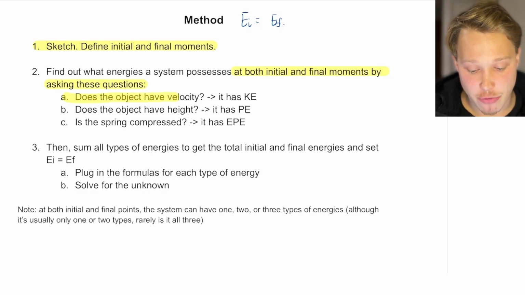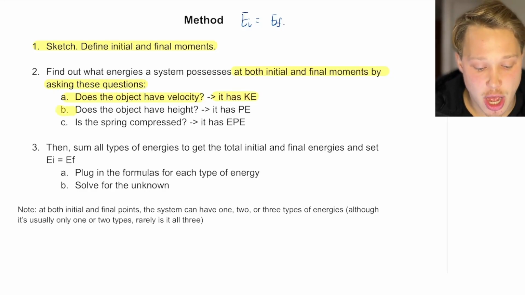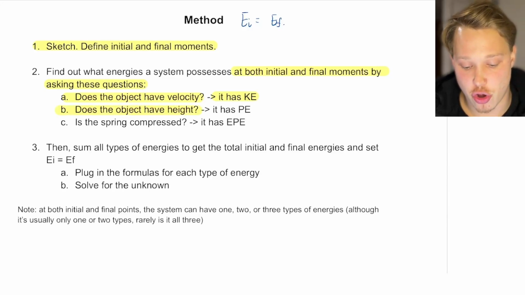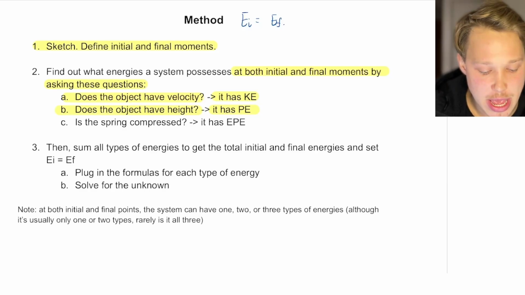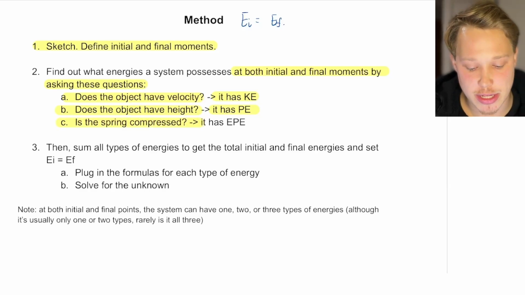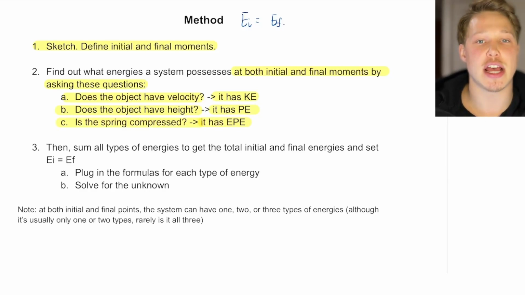Does this object have velocity? If it has velocity, it has kinetic energy. Does the object have height? If so, it has potential energy, right? If not, it doesn't have potential energy. Is there a spring that is being compressed? If there is, then it has potential energy.